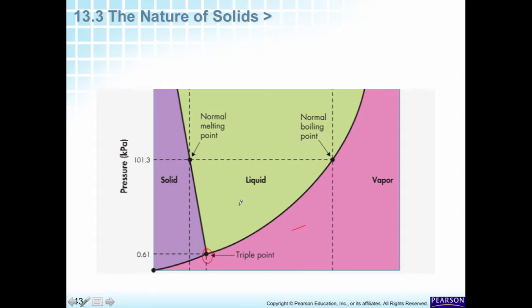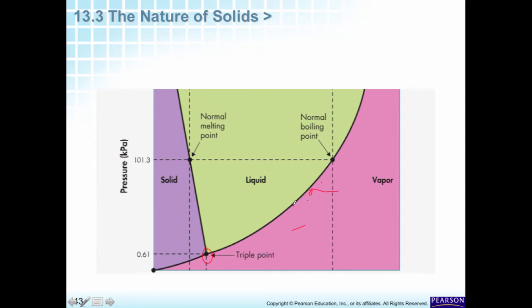So for instance, if you were at 50 kilopascals, you would be right here. So you would still be at liquid, but if you went over here, that's less than 100 degrees for water. So you've lowered the boiling point. Do you guys see what I'm talking about?